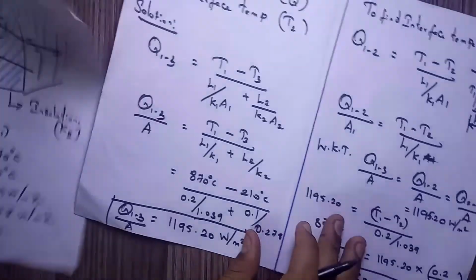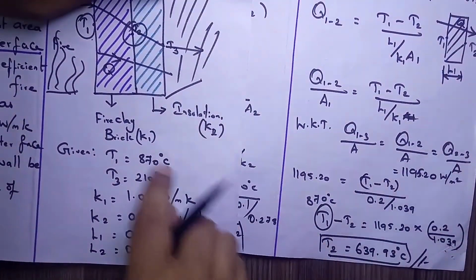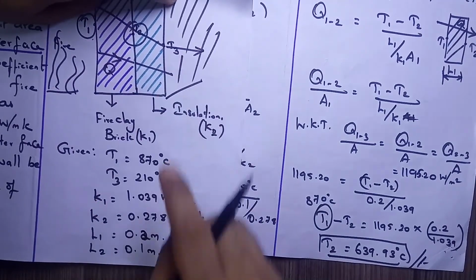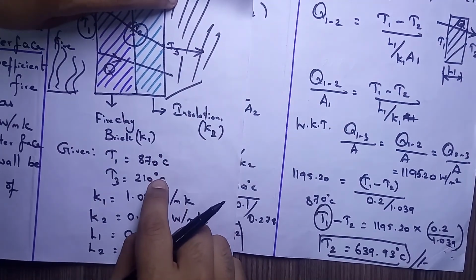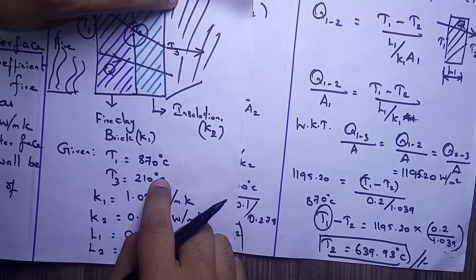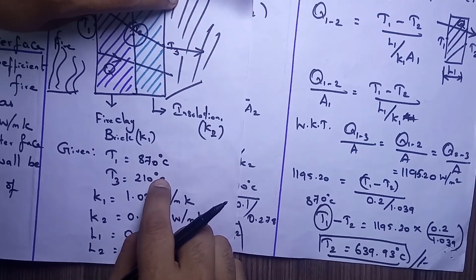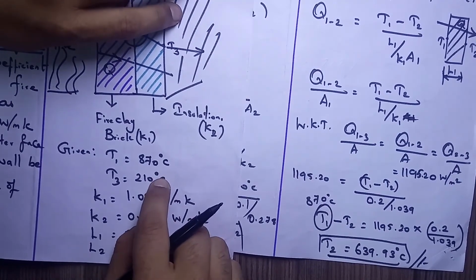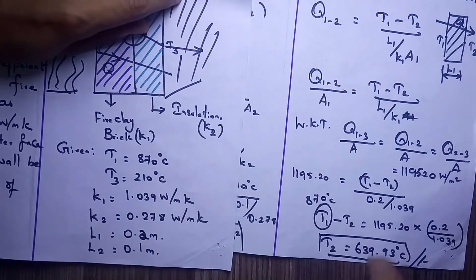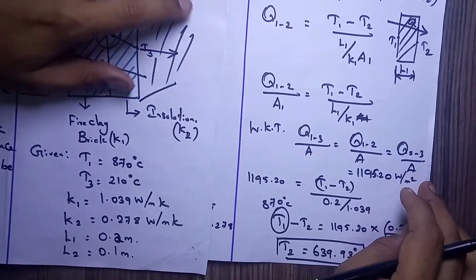And one more thing you have to check is that this T2 value is always between the T1 temperature and the T3 temperature, that is 870 and 210 degrees Celsius. If it is beyond that value, check whether your problem is right or wrong, whether any of your calculations is right or wrong.